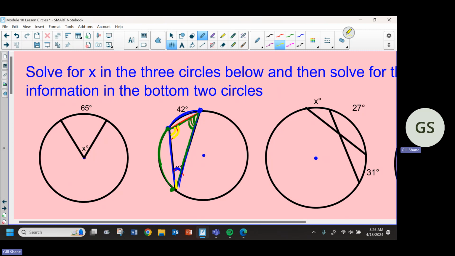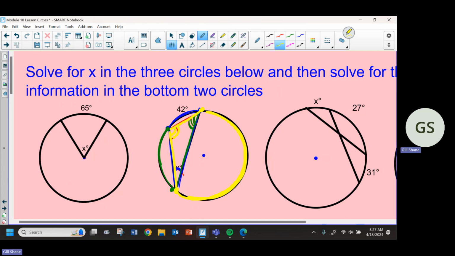So that angle goes from here to here, from there to there. So here are its endpoints. I'm trying not to cover them up, but they're all the same endpoints. So the arc associated with that is that arc.